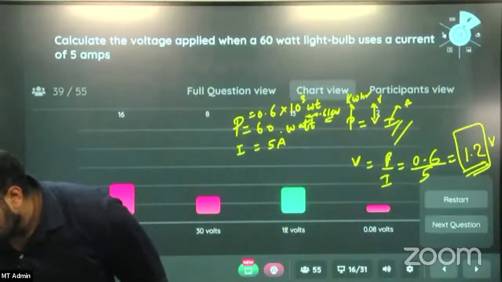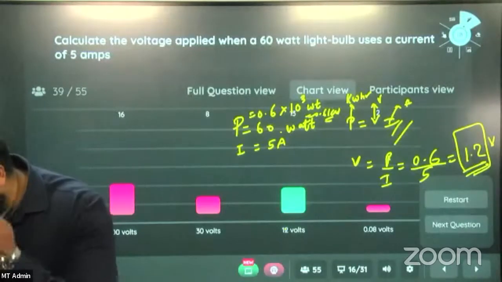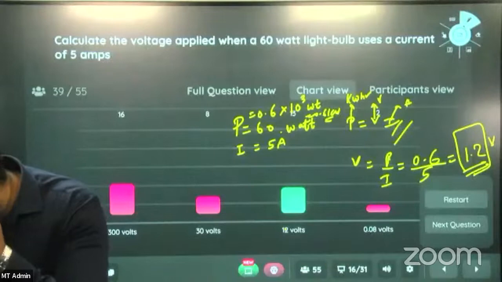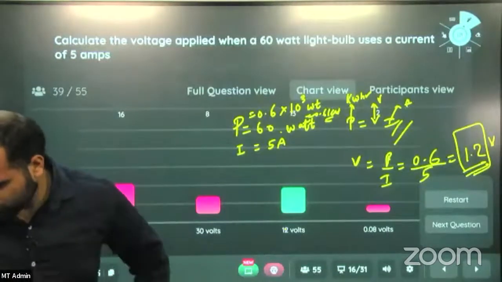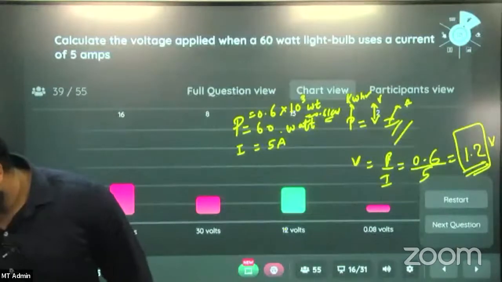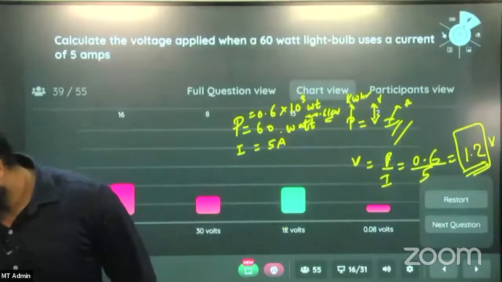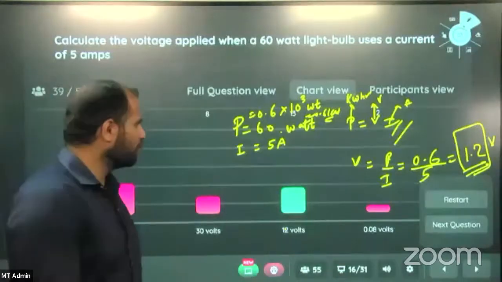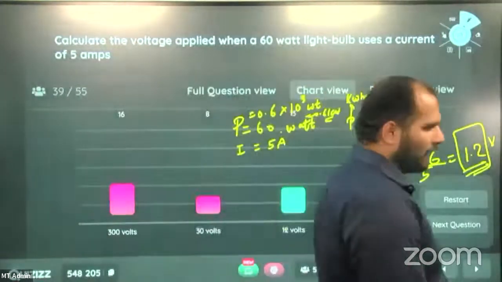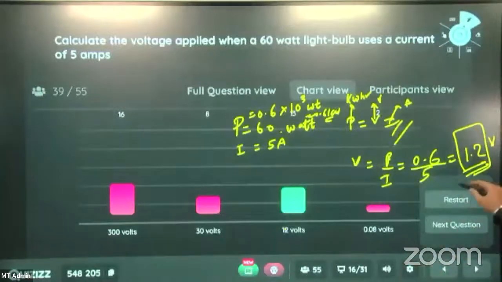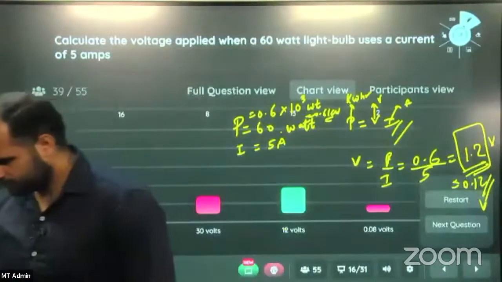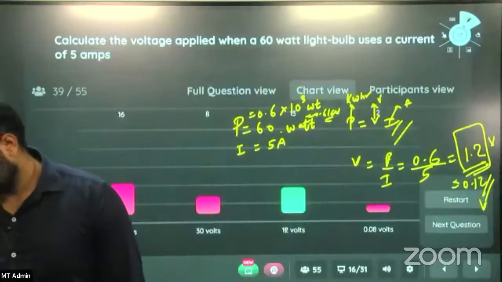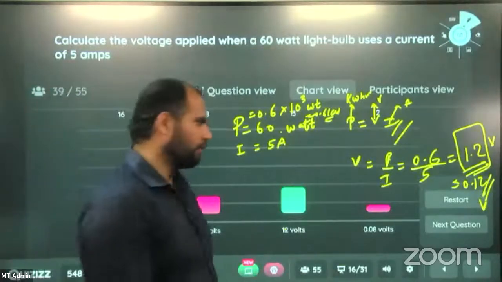Premila, Preksha, Prathmesh, Prajakta, Parth, Nilav, Nihar, Aryan, Manas, Ujwal, Vaishnavi, Pranav, Soumya, Soham. It should be 0.12. Yeah, correct. It should be 0.12. Very correct. I hope this question is clear to all. Yes, sir. Got it. Very good.